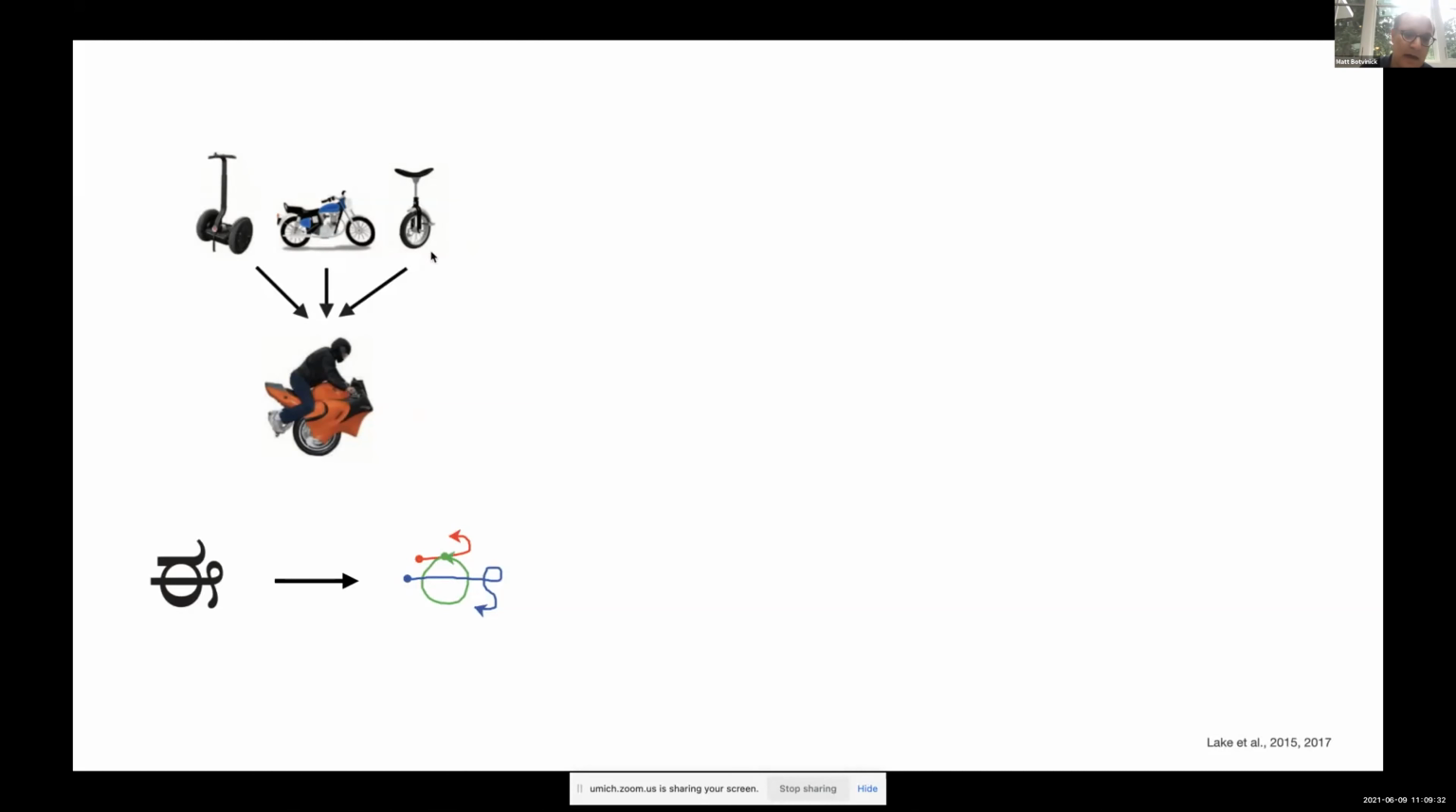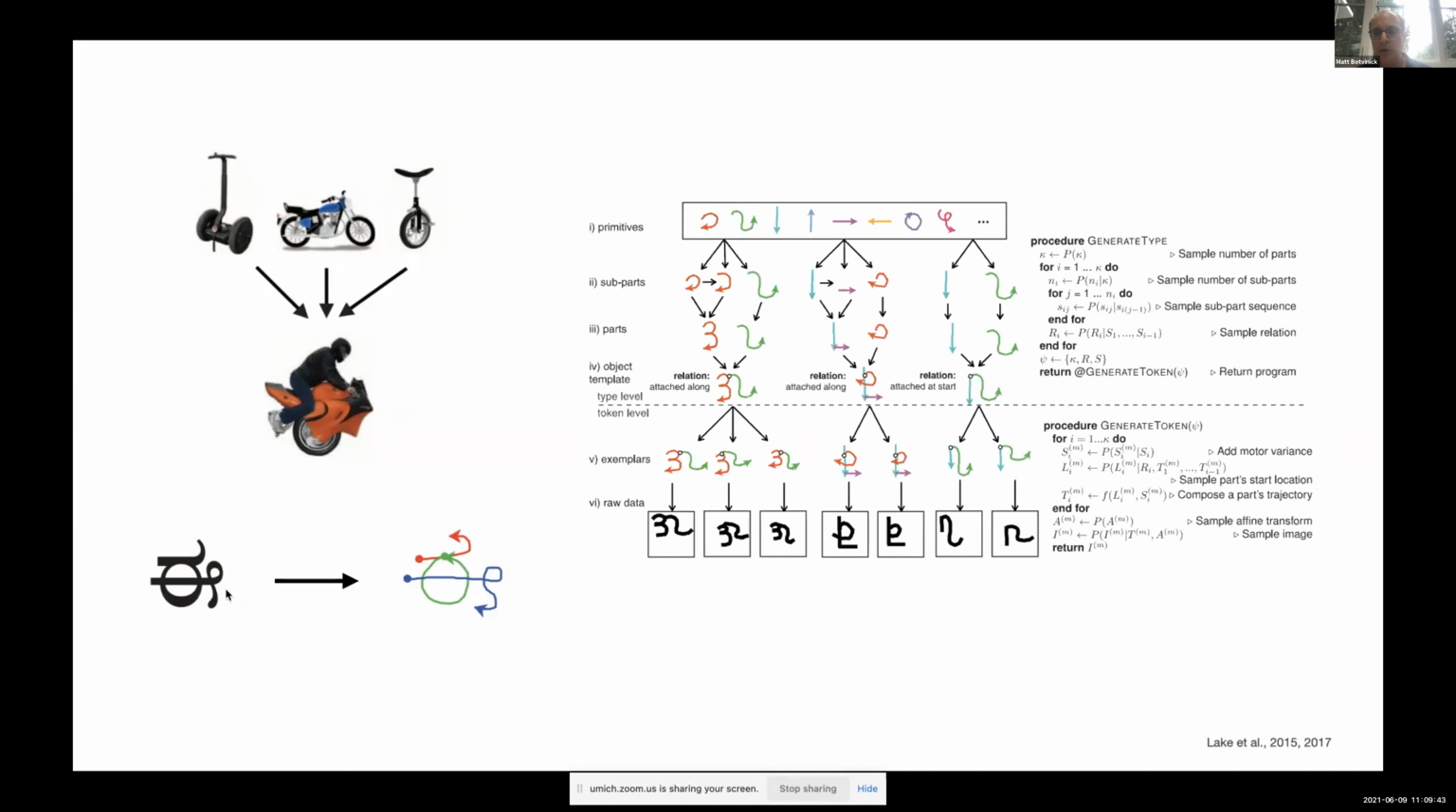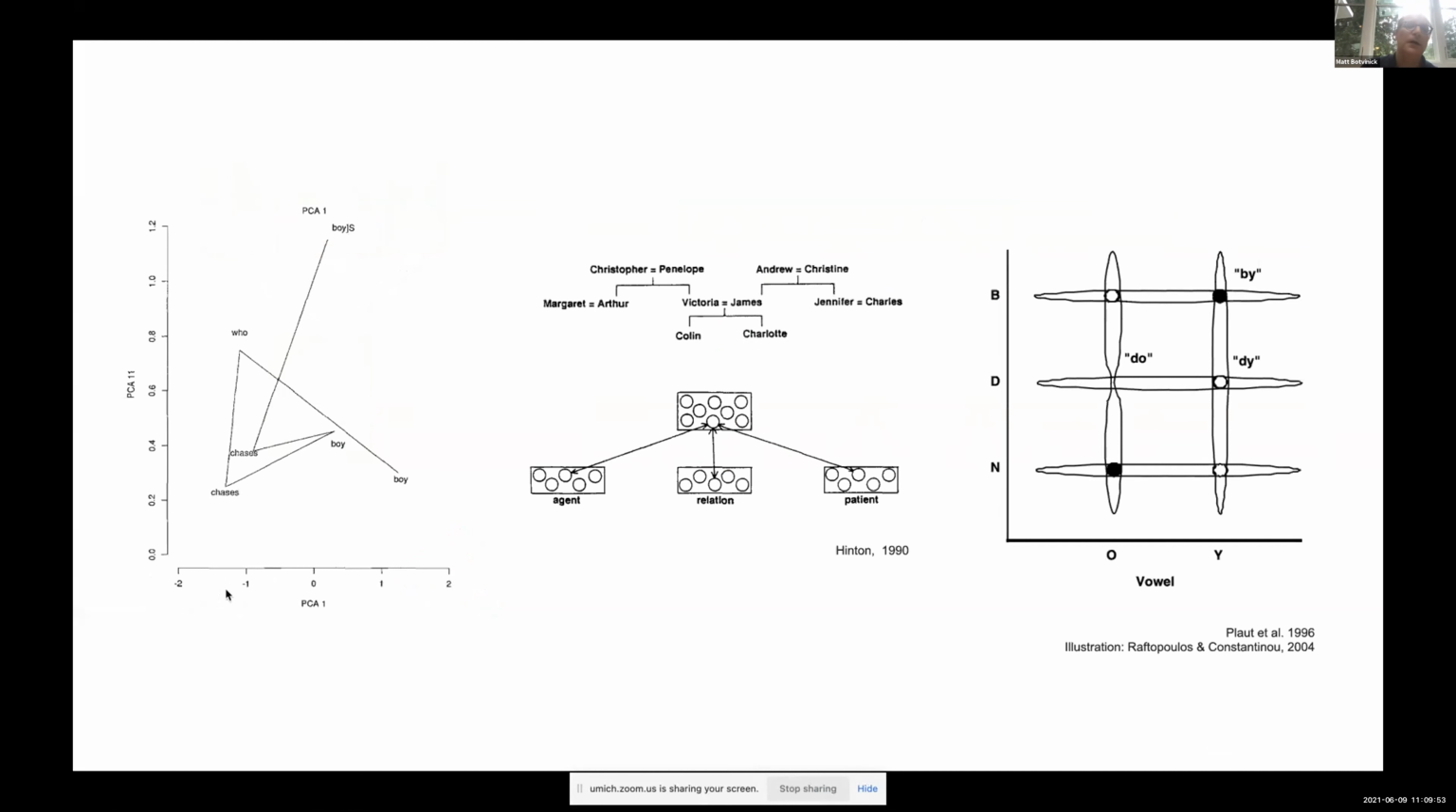And this work by Lake and colleagues focused on the simpler example of how people can understand the compositional structure of novel glyphs. And in their papers, they proposed that in order to really get at this aspect of cognition, you need to do something quite different from deep learning. You might need to resort to symbolic methods. This is a challenge for deep learning.